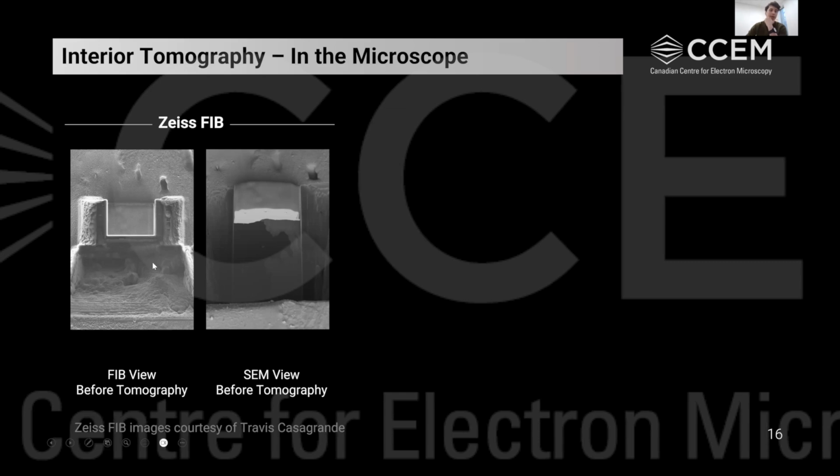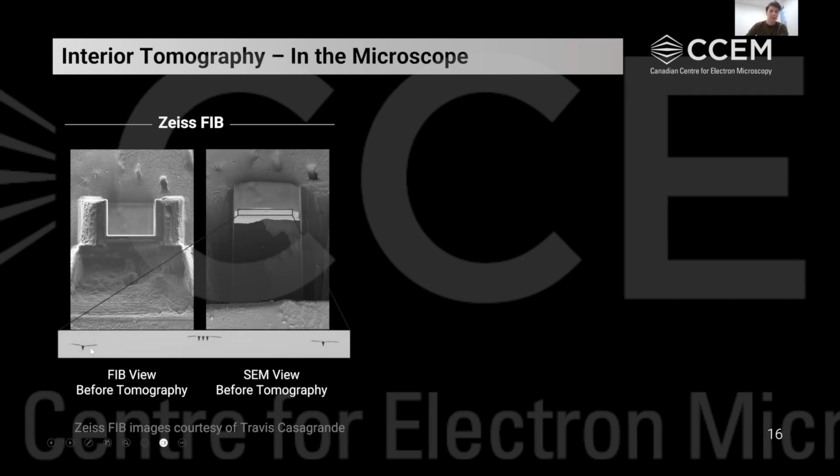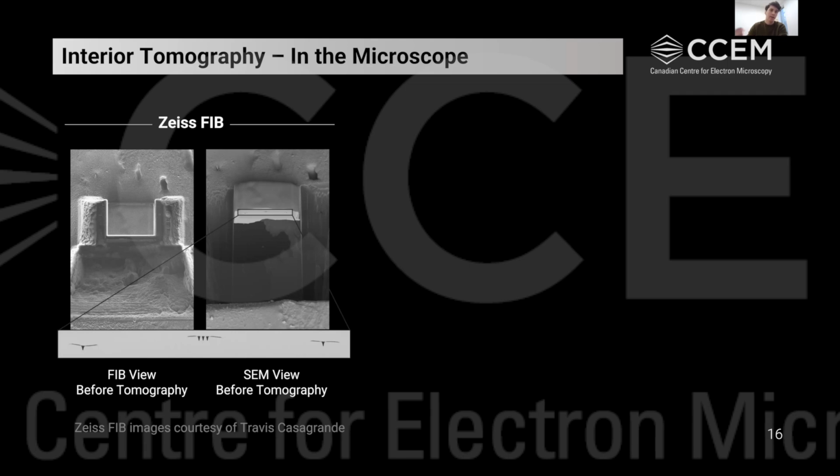So what we have on the left here is what the FIB sees when we're ready to acquire tomography. And on the right is what the SEM sees right before we're about to acquire tomography. If we zoom in on this SEM view, we can see these little carbon deposits that I just mentioned that are going to be important for our fiducial marker for both imaging and for milling.